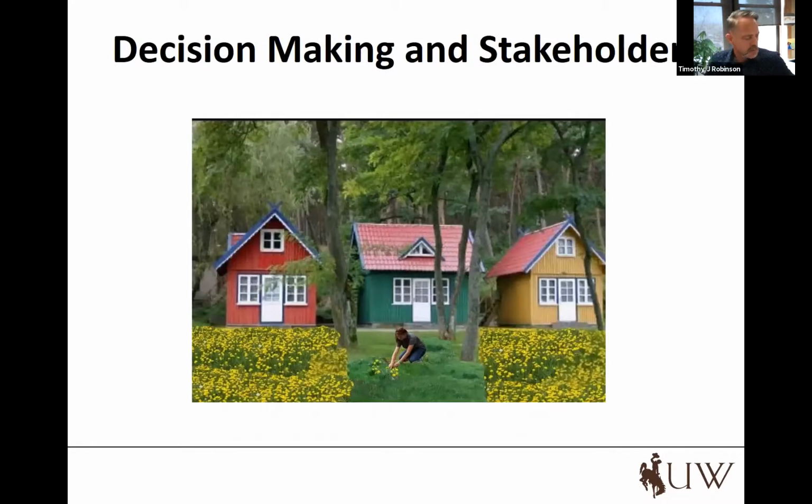Now, while we don't have time to get into the politics of decision making in this particular example, I think we all understand the futility of making decisions within a vacuum. This lady has no long-term hope of preventing dandelions from taking over her yard unless she's able to work with her neighbors.